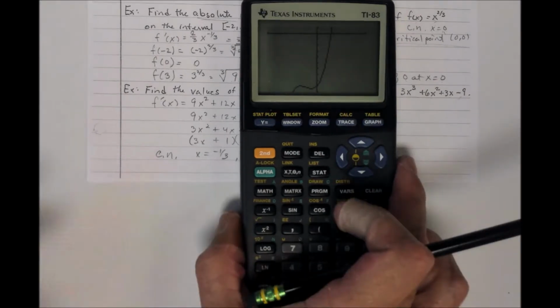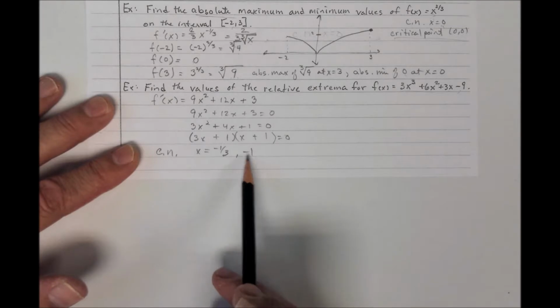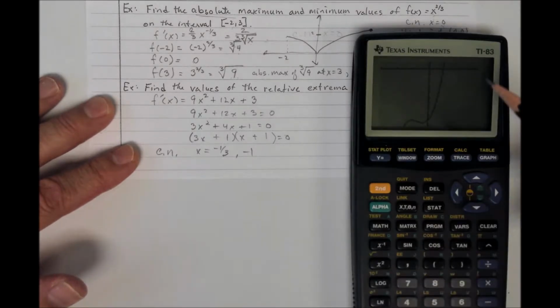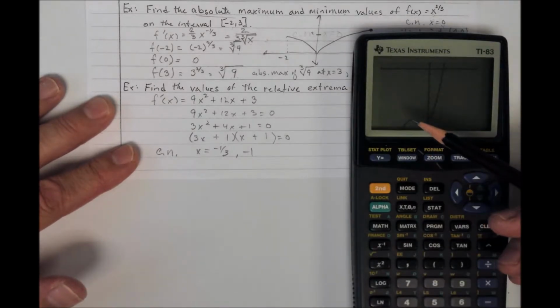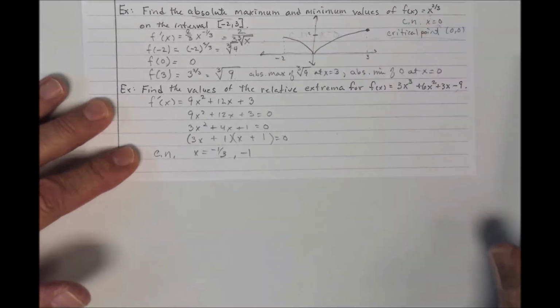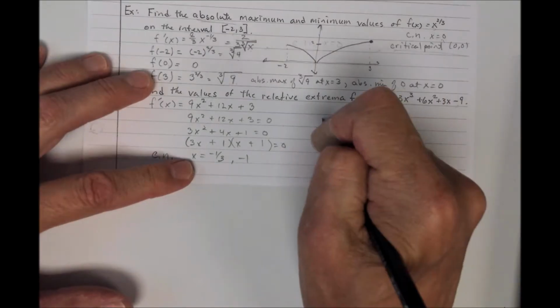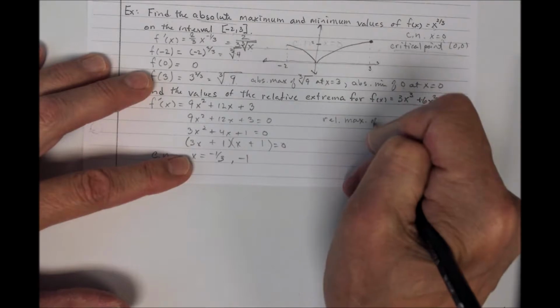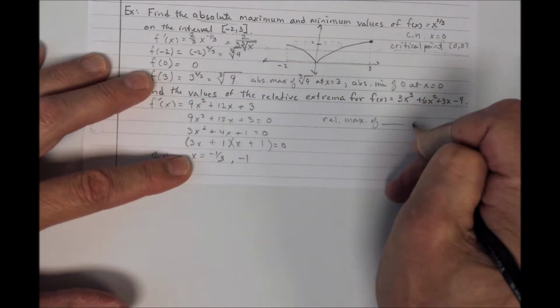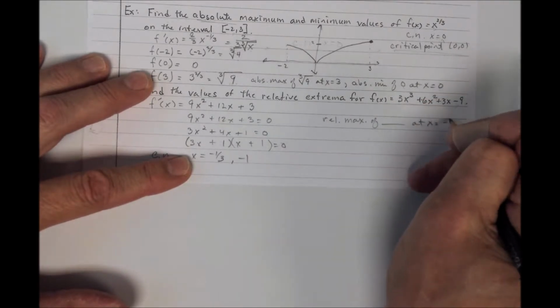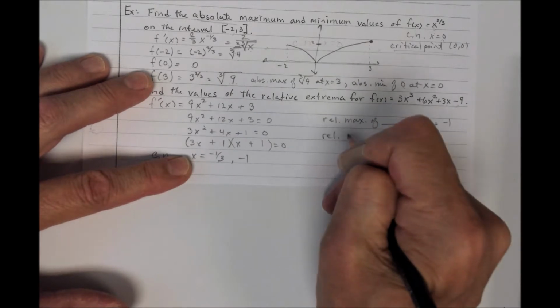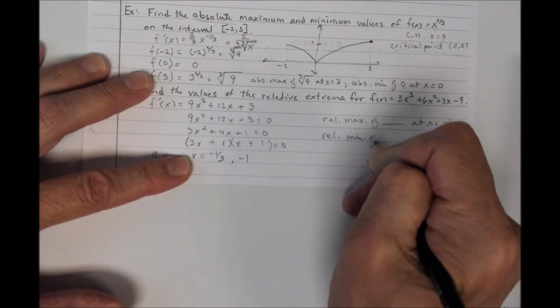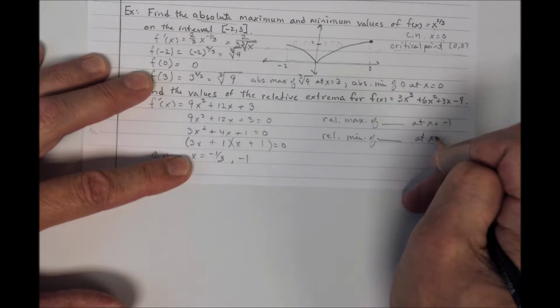Now what are those values? Well, look right back here. They're at negative 1/3 and negative 1. Negative 1 would be over here. That's where my relative max occurs. Negative 1/3 would be over here. That's where my relative minimum occurs. Now, I'm going to have a relative maximum of some value at x equals negative 1, and a relative minimum of some value at x equals negative 1/3.